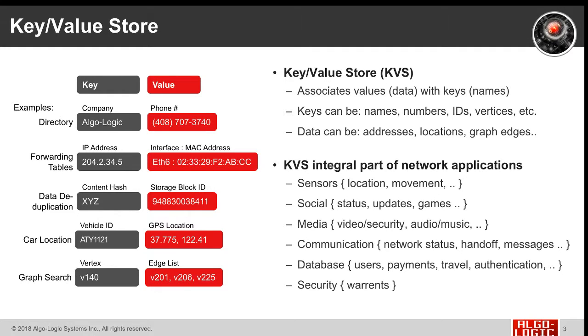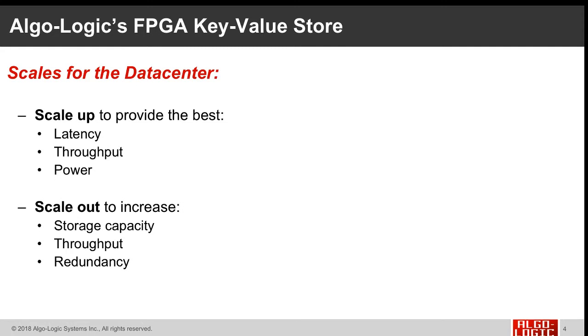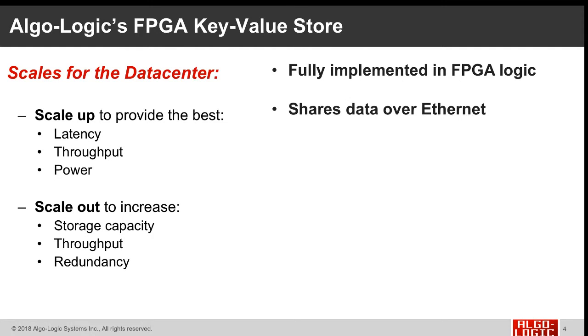And in the case that we have here, the question is how do you make an architecture that can provide the best latency, throughput, and power. So it's fast to respond, handles a lot of transactions per second, and it doesn't use much power. And how can you make it so you can scale out, so that you can deploy a lot of these and get more throughput and more redundancy? We did this by putting this in FPGA logic, connecting it to Ethernet.